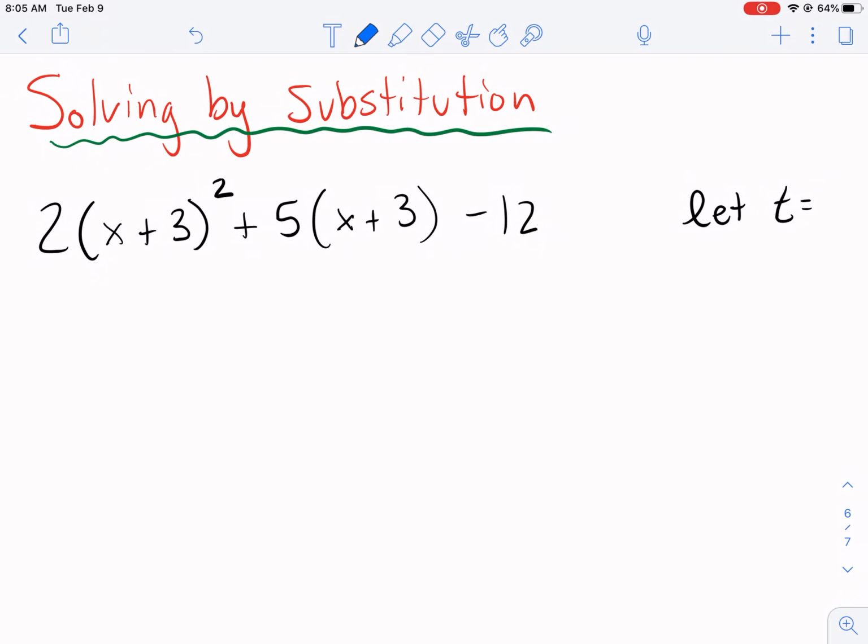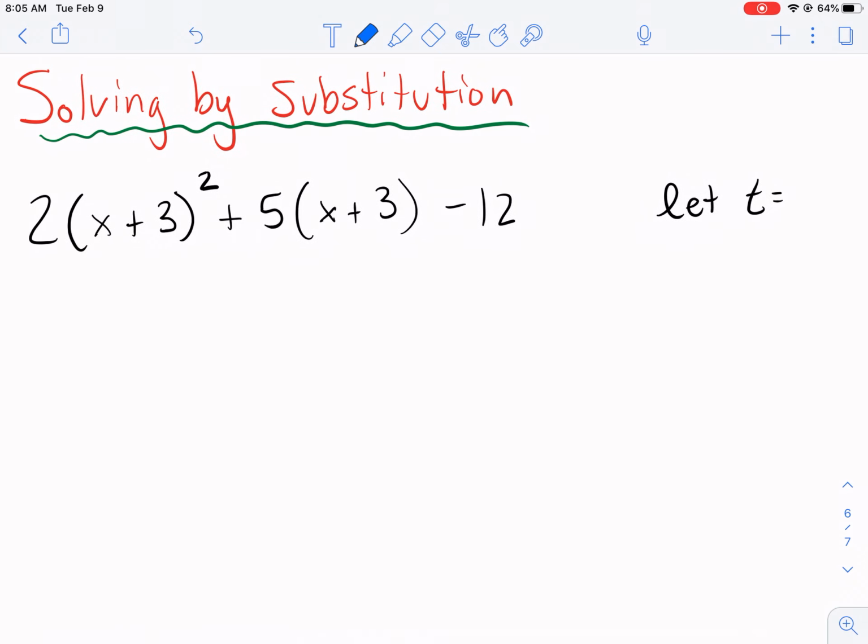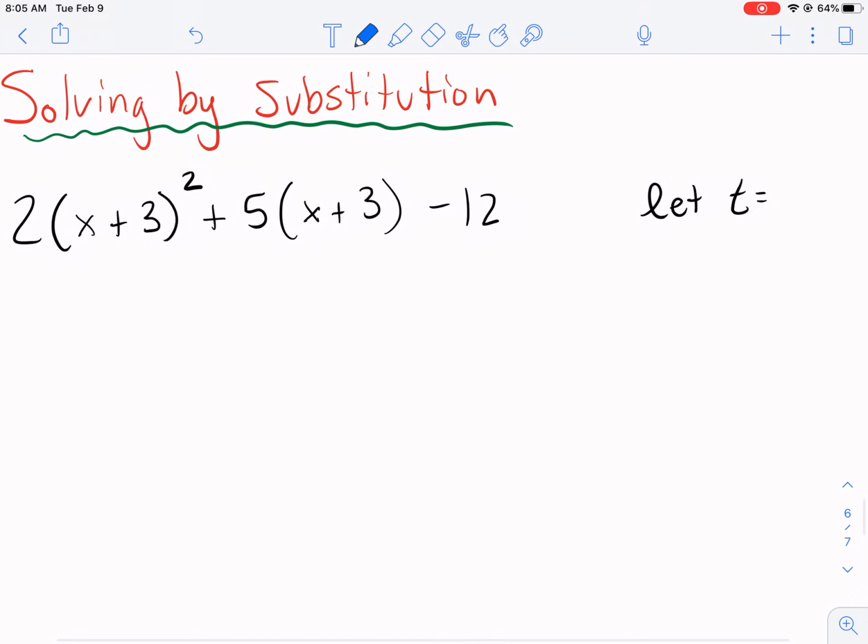So the easier step would probably be to first just substitute, okay? So let's go ahead and show you what that looks like. Well, notice how we have x plus 3 and x plus 3 and then a number by itself. Well, that's kind of like a trinomial, okay? Kind of like a trinomial. So what can we do?